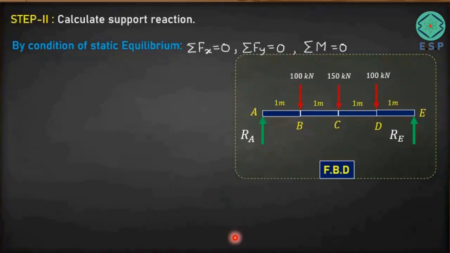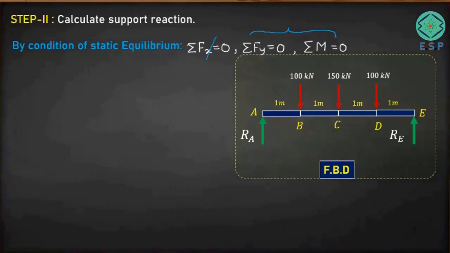As we know, there is no horizontal force acting on the beam, so this condition is ruled out. We will not use summation of Fx equals 0. The remaining conditions are that the summation of vertical forces acting on the beam equals 0, and the summation of moments of forces about any point of the beam equals 0.